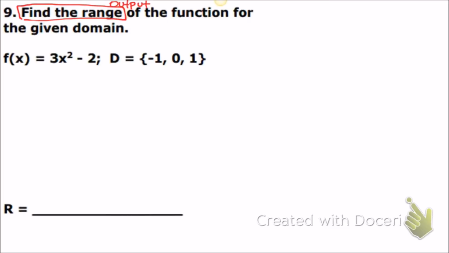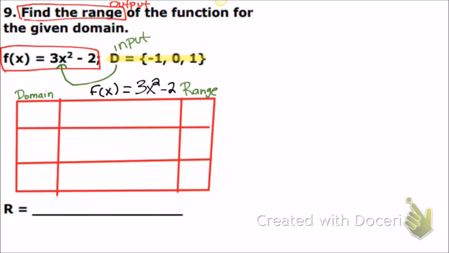If the function for the given domain. Okay, this is my function right here. They are giving us a domain, and the domain is our input. Since they're giving our input, that means that we're going to plug that in to x. So I'm going to make a quick table. They are giving us a domain, so I'm going to write negative 1, 0, and 1. And then we just need to use our function to find what this is.